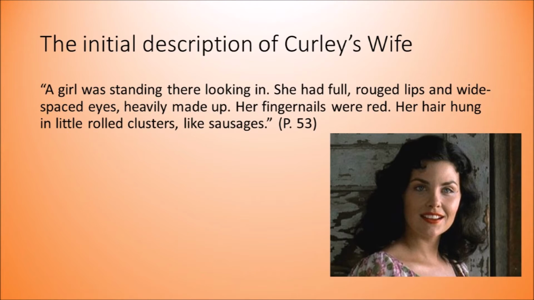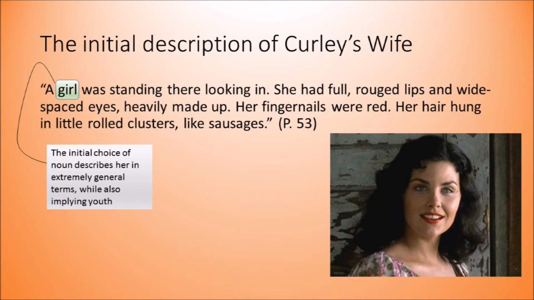Now, the first thing I want to point out is that Steinbeck calls her a girl, which has connotations of innocence, of youth, of naivety. It's also very general. It doesn't give any real specific details. So what we are encouraged to notice as readers is that she is young, with all the baggage that that contains.